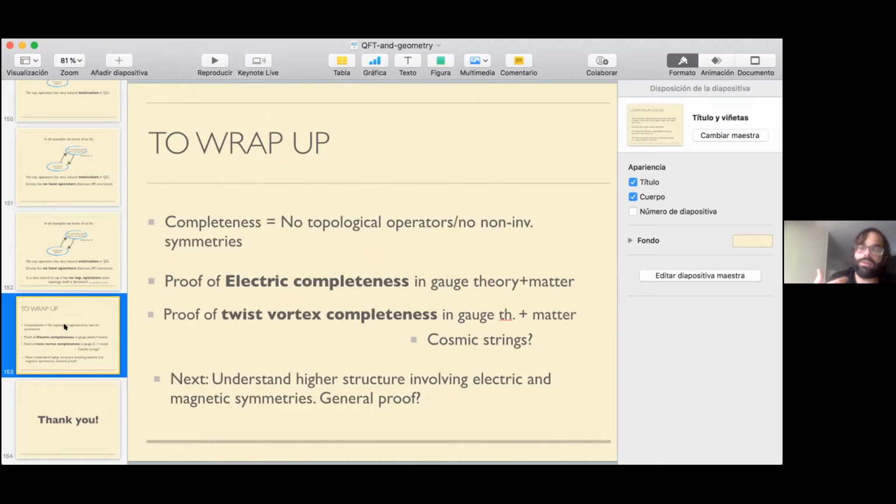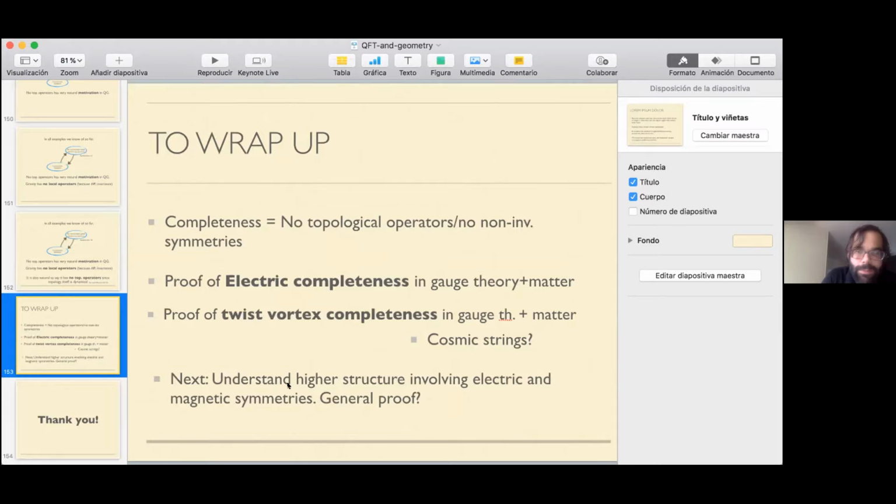So the picture would be that the question we would like to answer, and to see if it's true, is whether taking into account all of the non-invertible symmetry of the theory and saying that no topological operators need to remain is the same as saying that the spectrum is incomplete. But that's basically the last point I put in the conclusions.